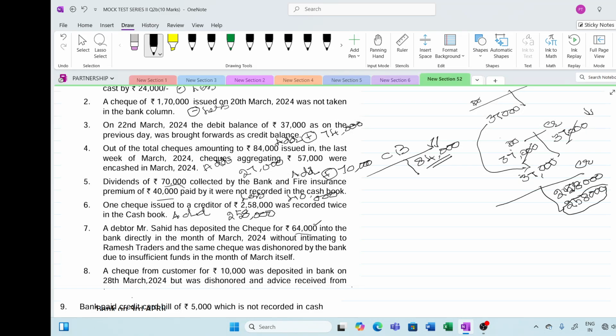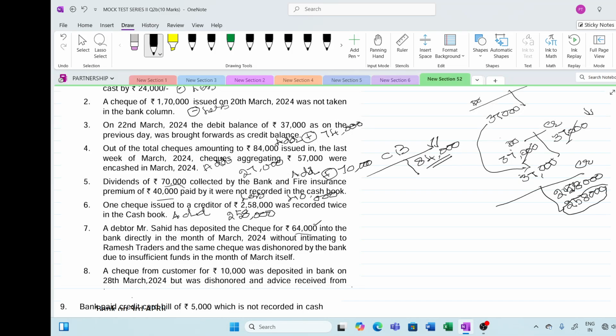So bank would have increased my balance. But again, the same check was dishonored within the month itself. In that March itself, this amount was credited by the bank and they have debited it also because that check got dishonored. And for Ramesh Traders, in his cash book, no entry was made for receipt of the check amount as well as the dishonor, because this was not at all intimated to Ramesh Traders, so it was not entered in the cash book.